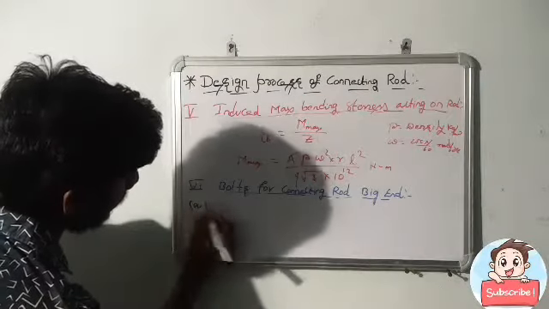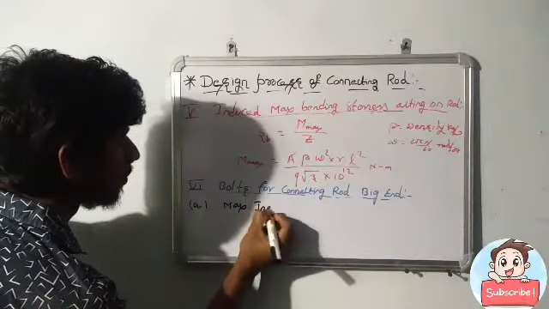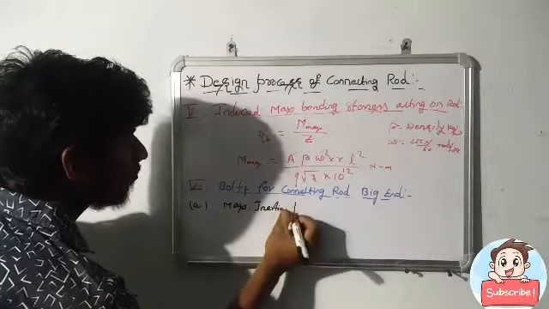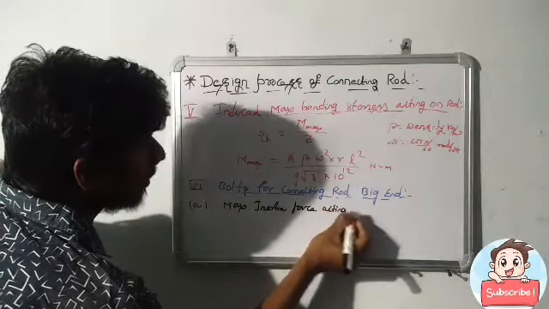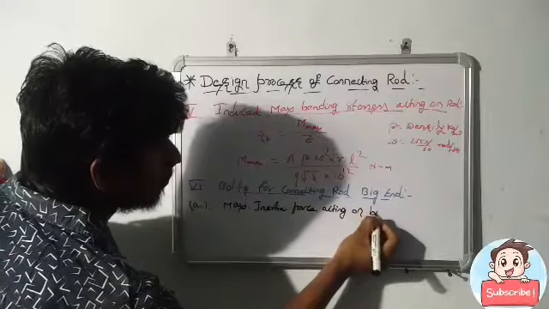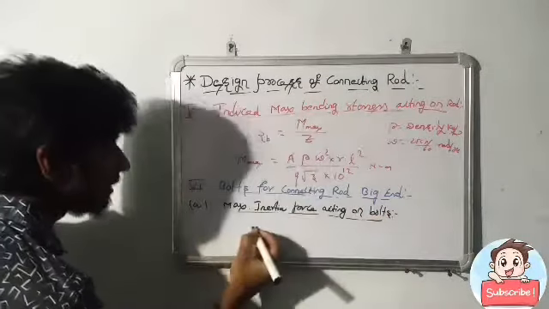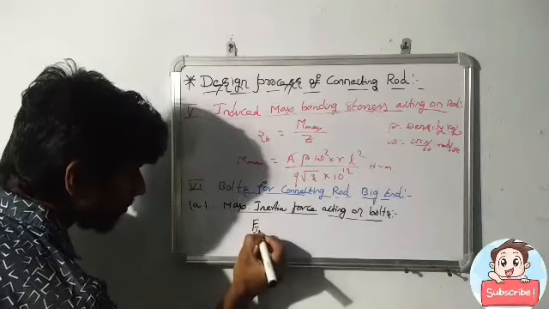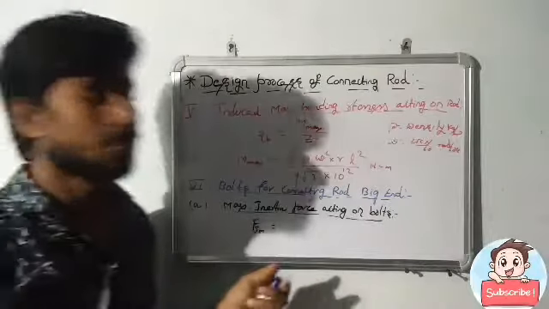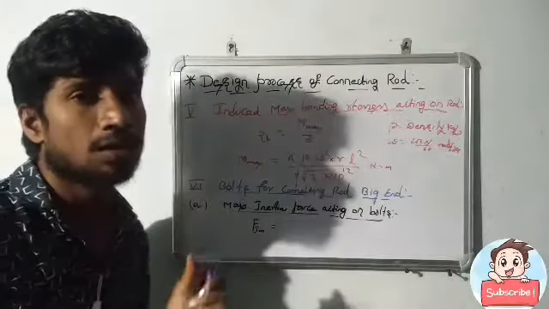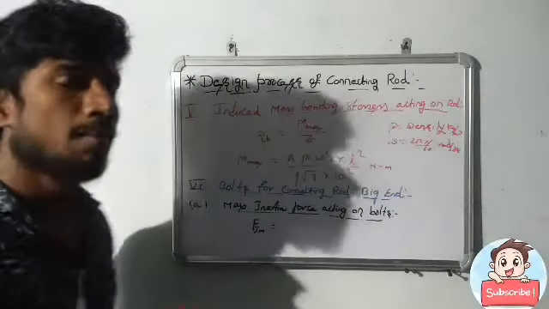It is the first one, maximum inertia force acting on the bolts. It is indicated by FIM. So what about this FIM? That means the maximum inertia force acting on the bolts. How do we get the maximum inertia force acting on the bolts?